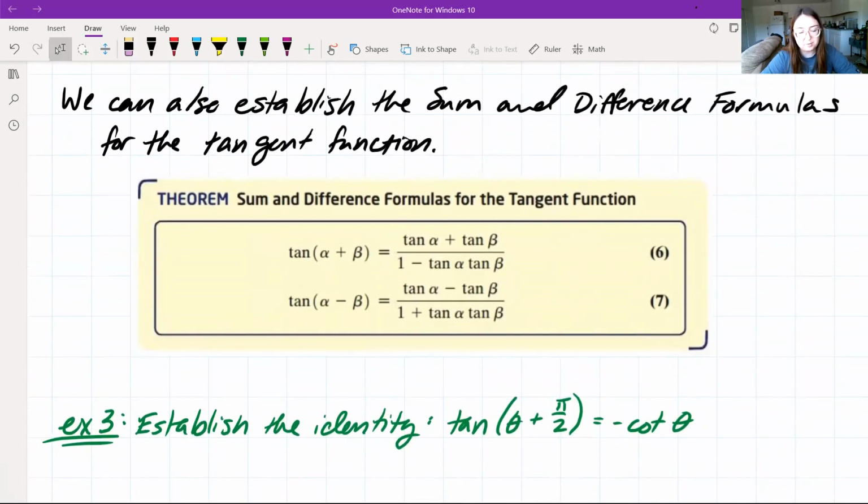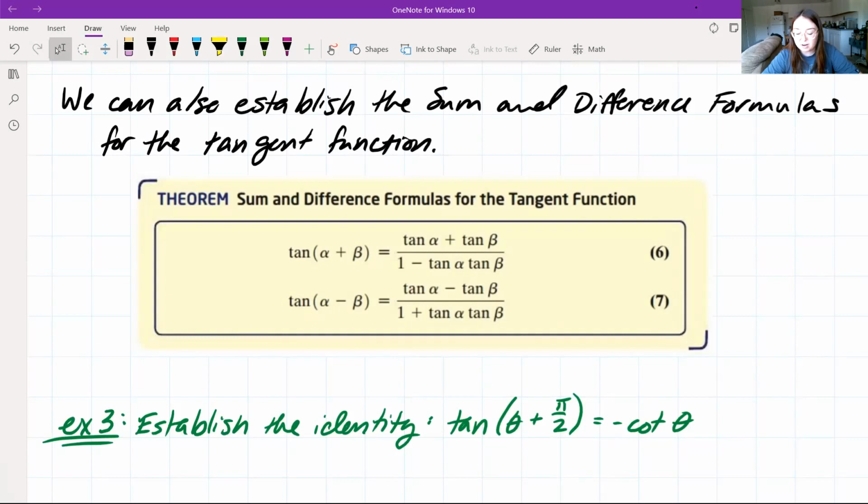Moving forward, we can also establish the sum and difference formulas for the tangent function as well. For tangent of alpha plus beta, this is going to be equal to tangent of alpha plus tangent of beta divided by 1 minus tangent of alpha times tangent of beta. So our tangent functions are a little bit more confusing.